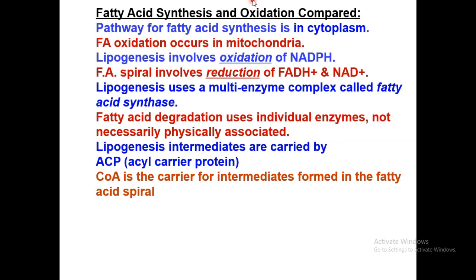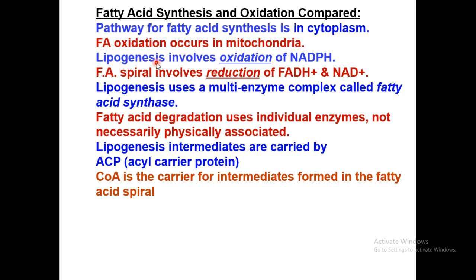So fatty acid synthesis and oxidation, okay. The counterpart of fatty acid synthesis is beta oxidation, and fatty acid synthesis is just the reverse of beta oxidation. Okay? So this is their comparison, these are their differences. So the pathway for fatty acid synthesis is in the cytoplasm, and recall that beta oxidation occurs in the mitochondria.